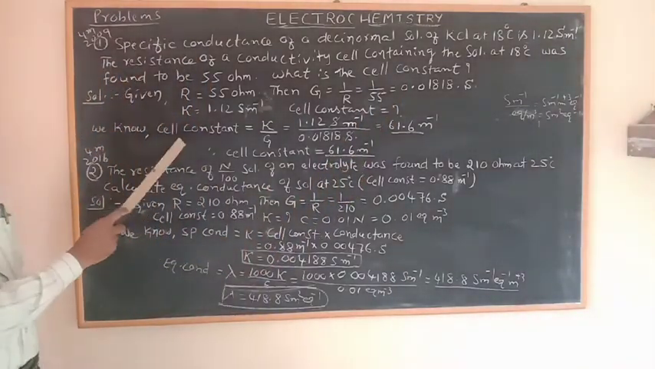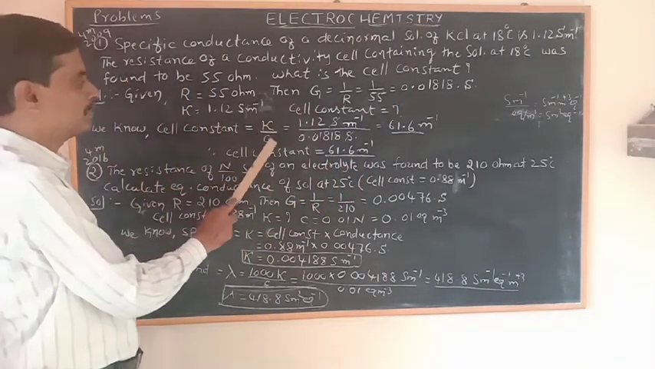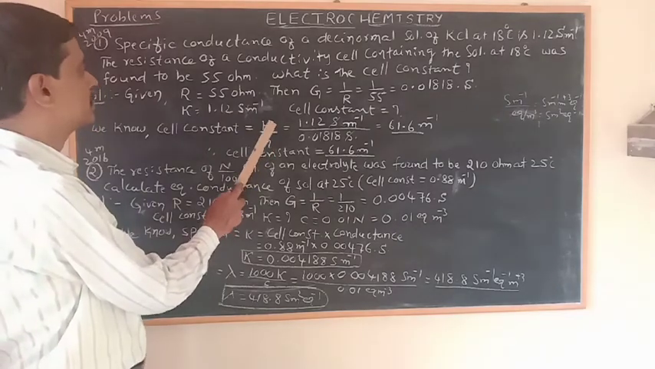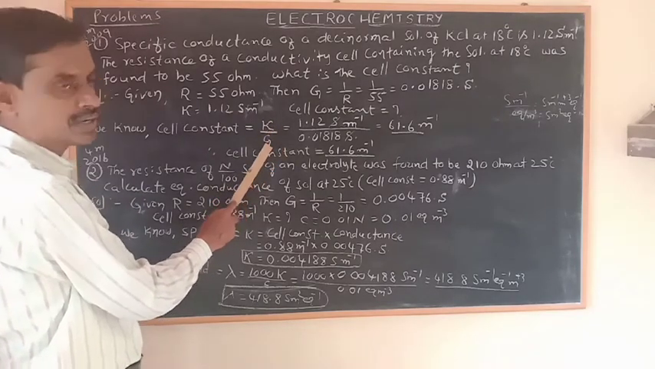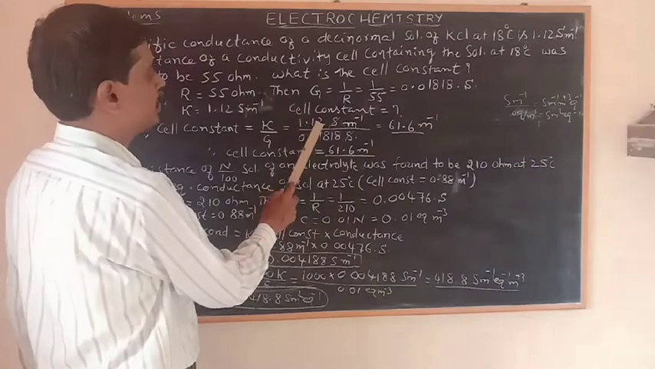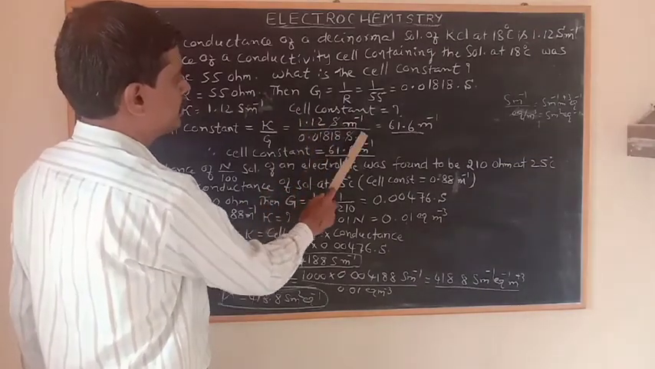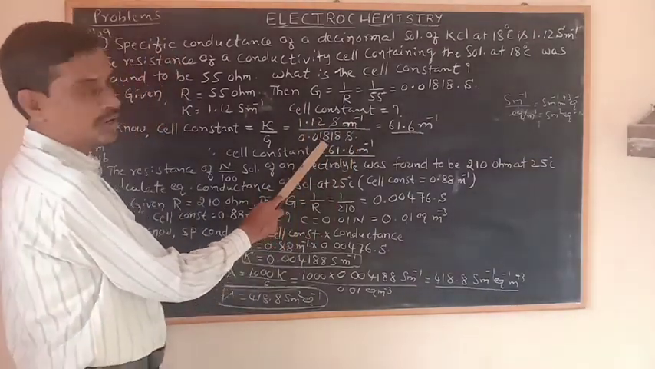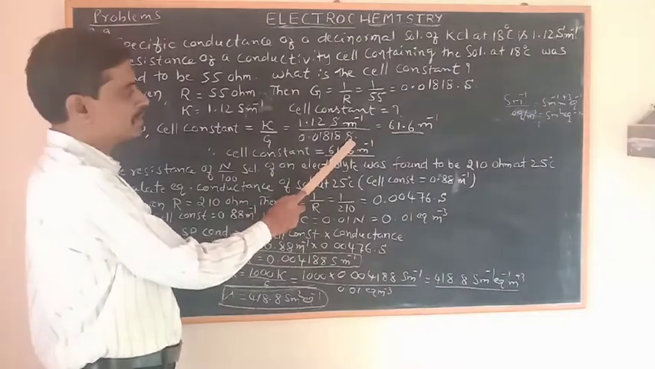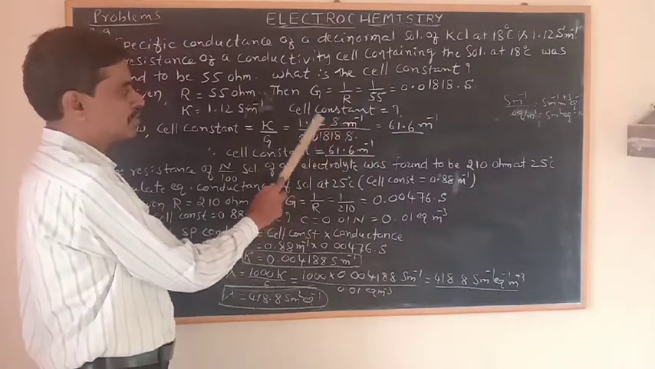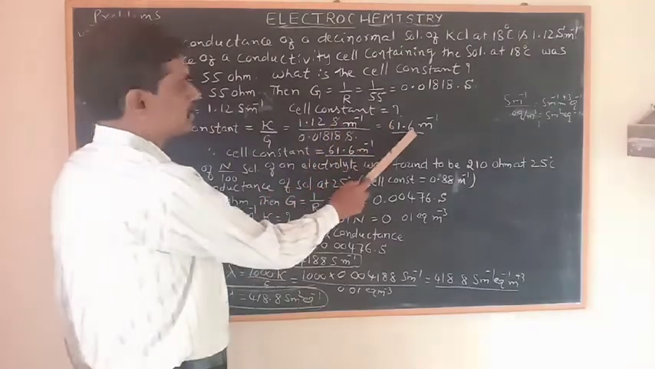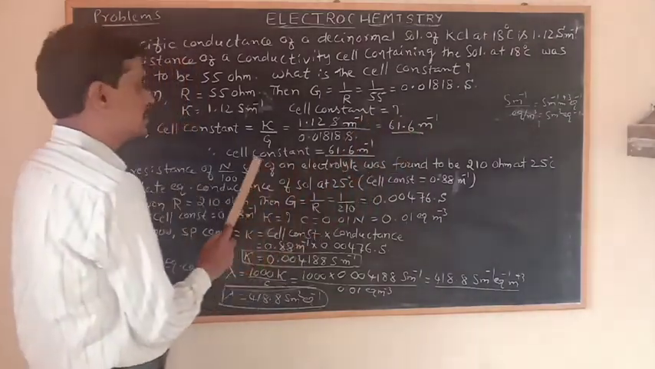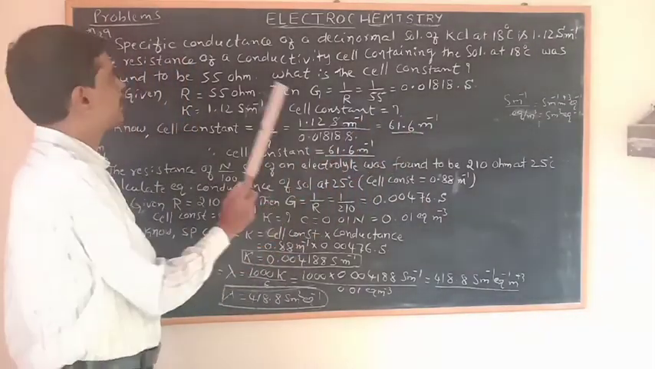We know that cell constant is equal to kappa by G, that is, specific conductance divided by conductance. So it is equal to 1.12 Siemens per meter divided by 0.01818 Siemens. Siemens gets cancelled. After simplification, you will get 61.6 per meter. So this is the cell constant.